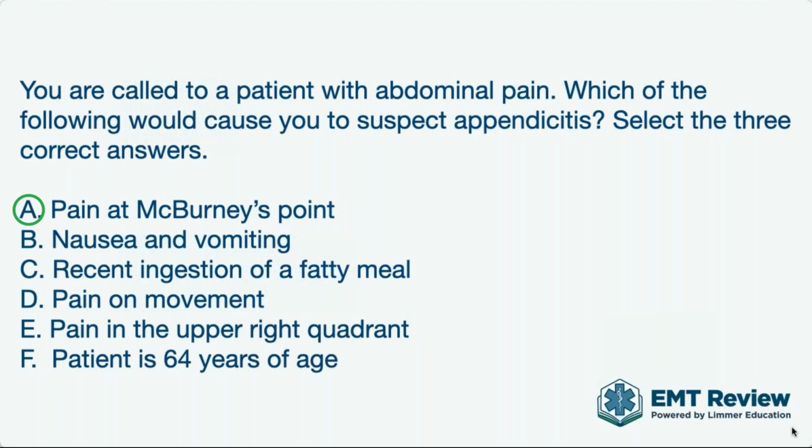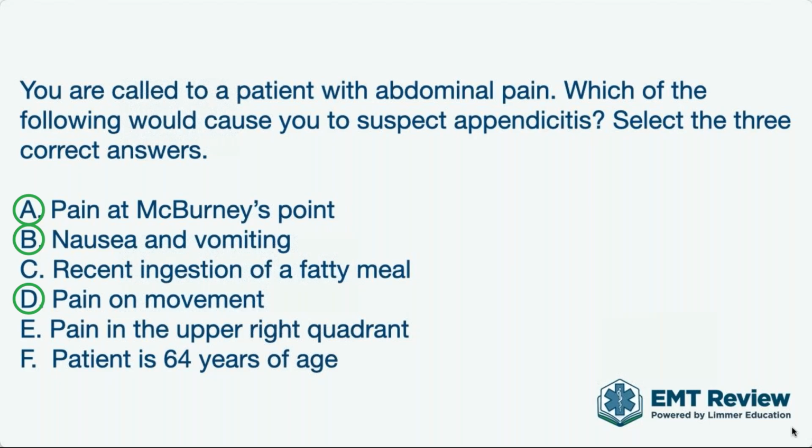Pain in McBurney's point usually occurs when appendicitis has progressed, often starts at the belly button or umbilicus, but then moves down to that right lower quadrant. So choice A is correct. Choice B is also correct. Nausea and vomiting is common, and sometimes there's actually a little bit of relief of the pain after vomiting, but it comes back. The other correct answer here is pain on movement, choice D, like David. So that gives us A, B, and D.